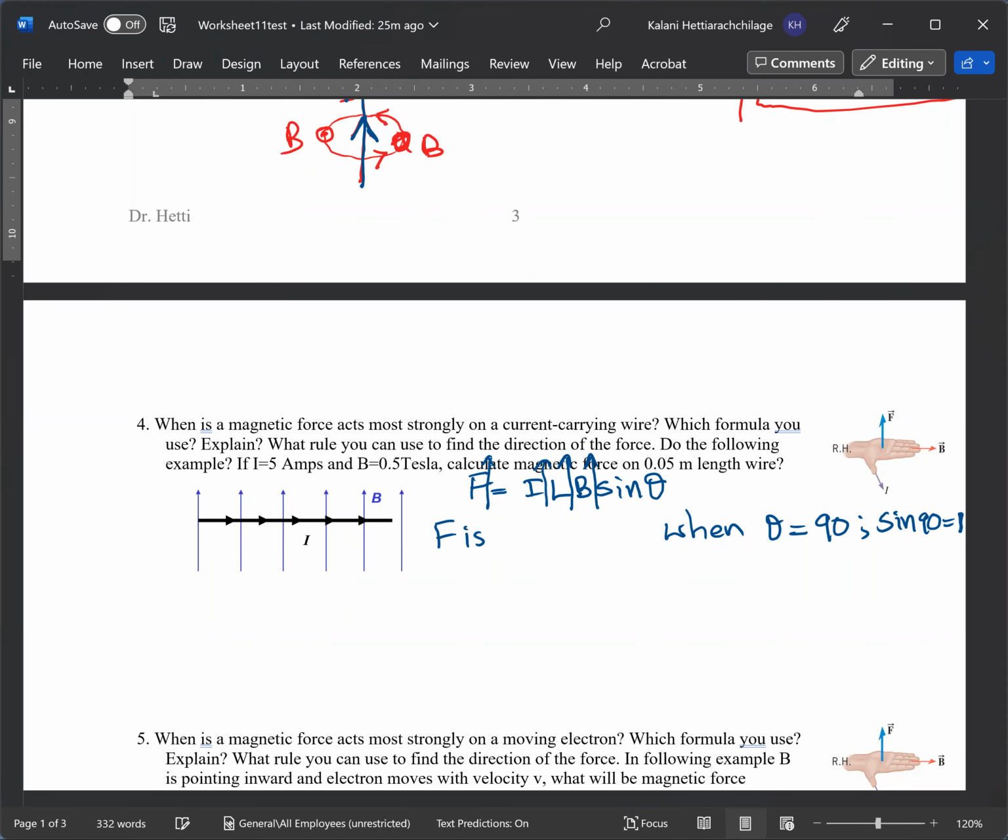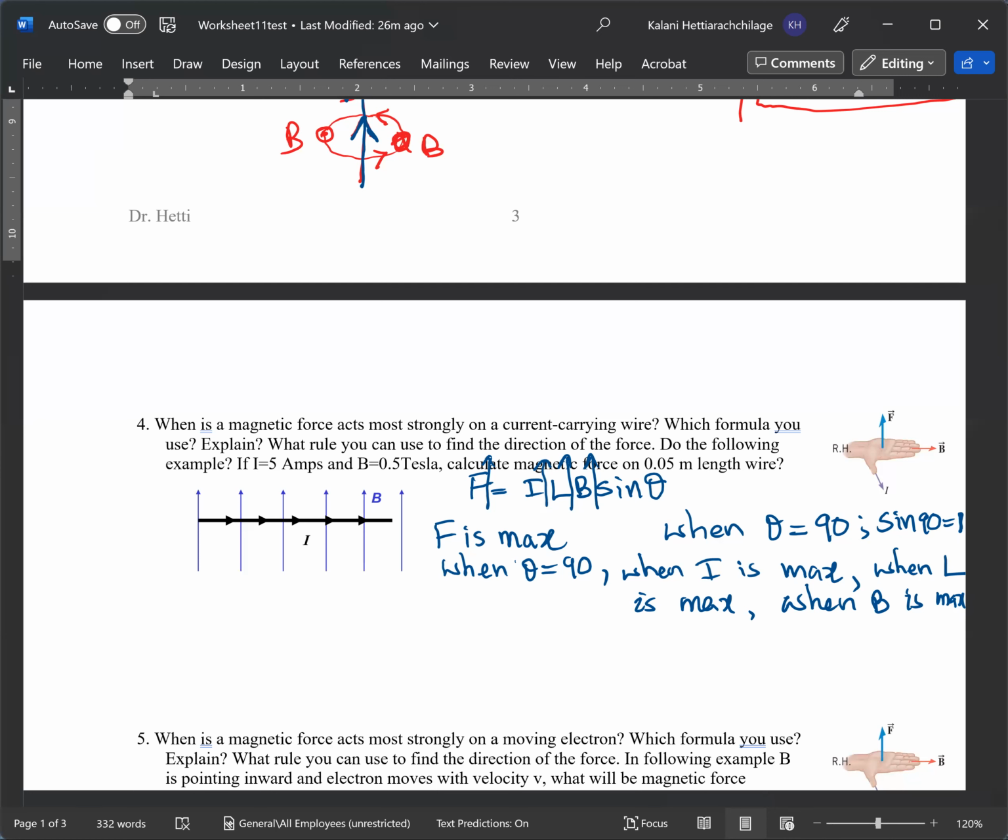F is max when theta equals 90. In the other case, when I is max, when L is max, and when B is max. So all these parameters will affect the F. Okay.